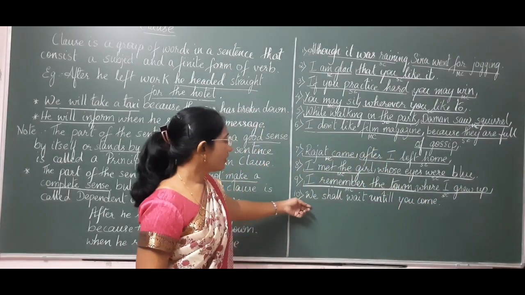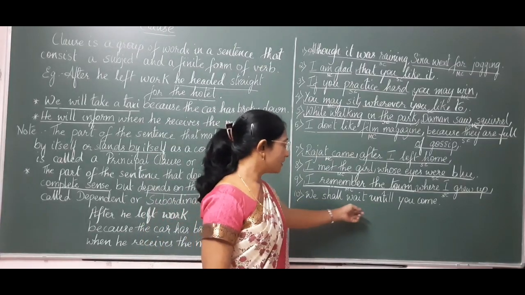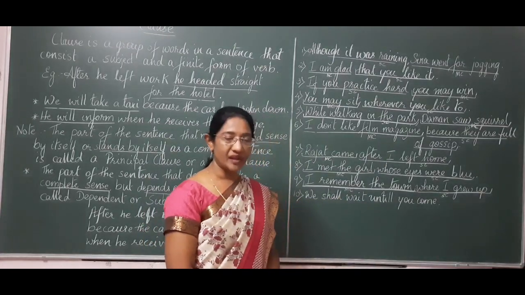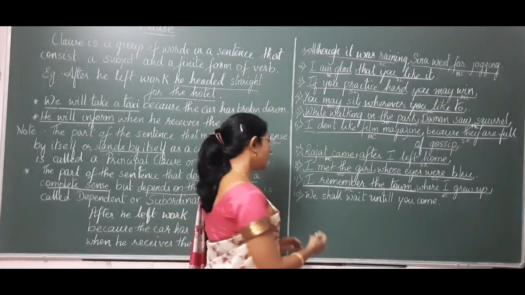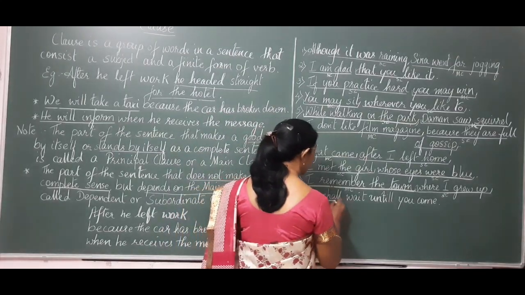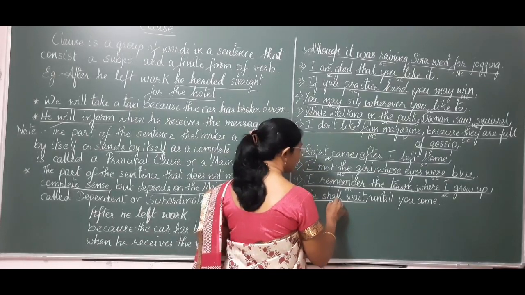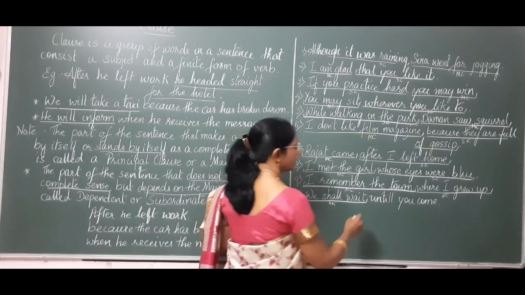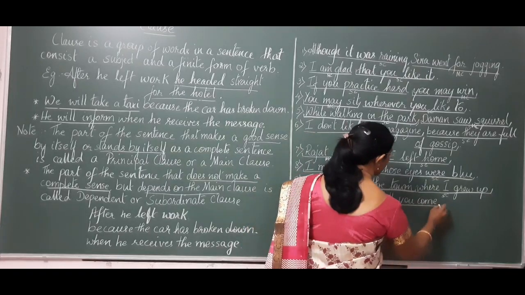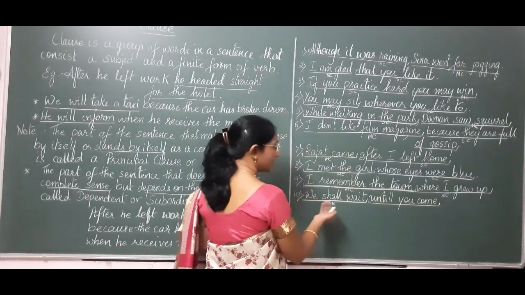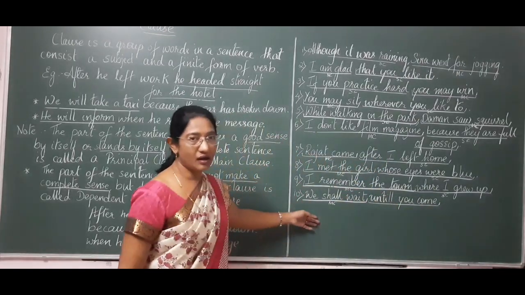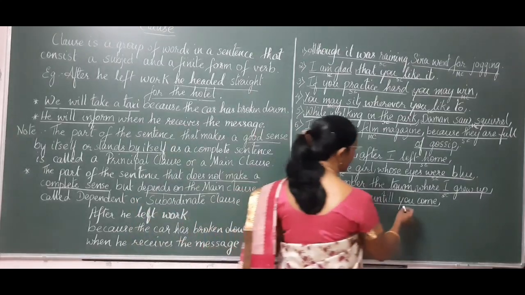The last one: we shall wait until you come. So if we split it meaningfully, "we shall wait" becomes a main clause and gives a good sense. "Until you come" is a part of the sentence which depends on the main clause, and so it is a subordinate clause.